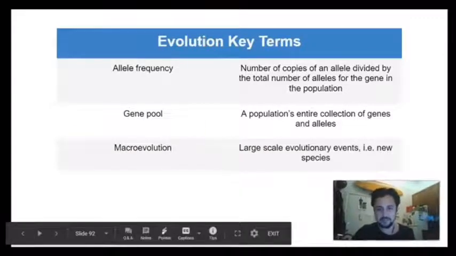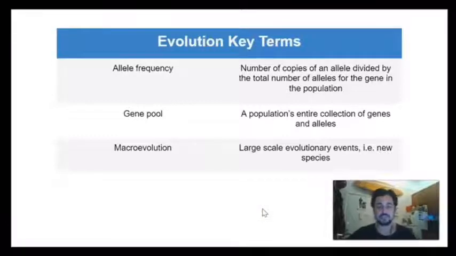So what's macroevolution? Macroevolution is evolution on a large scale, and that can mean speciation, differentiation by genuses, things like that. These are big evolutionary events.